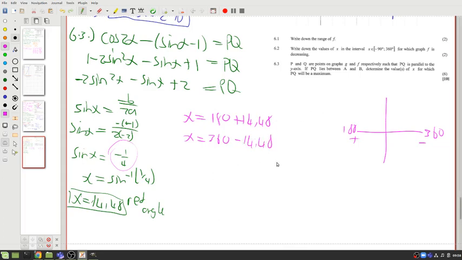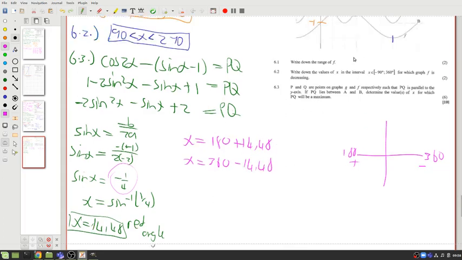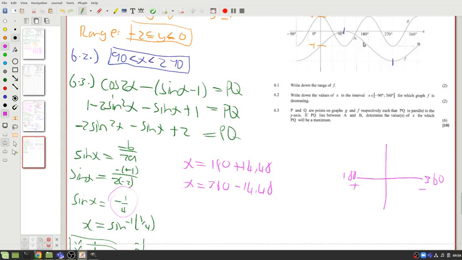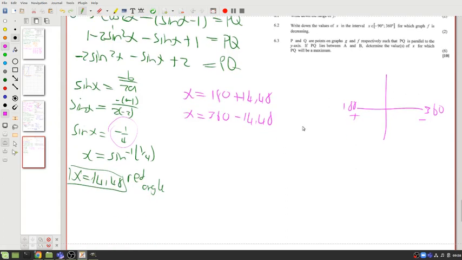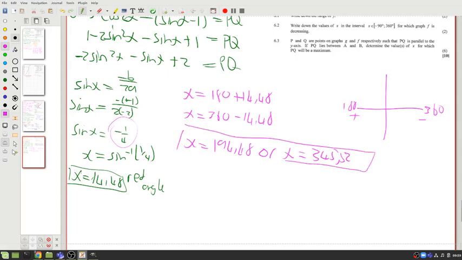And we're not looking for a general solution, only between A and B here. So that's in here, so that's in that part, right? So we're fine. All we need to do is just calculate these values, and we get x equals 194.48, or x equals 345.52. So there is our answer.